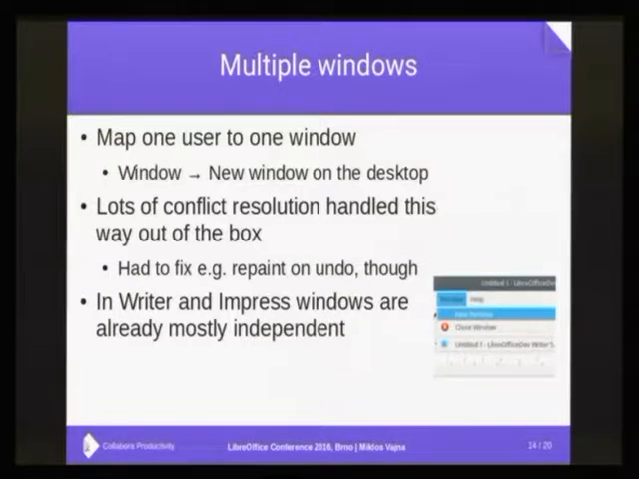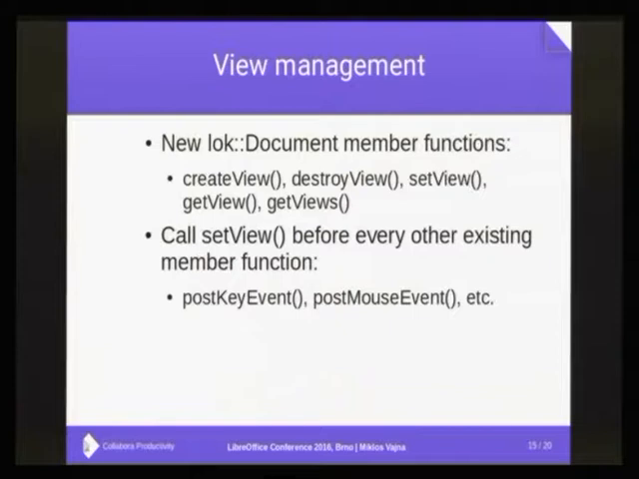So that means that at an API level, we have this LOK document class, and that has a number of new methods. The most important being this set view that's called before any other methods, so that in case two users are typing in parallel, the LibreOffice WebSocket daemon that Ashod will be presenting later sets the view to one window and then posts the keyboard event and processes it synchronously, and once it's finished, it can release the lock, and then the second user can get the lock, set the view to the window it wanted, it can process their mouse event or keyboard event, and so on.